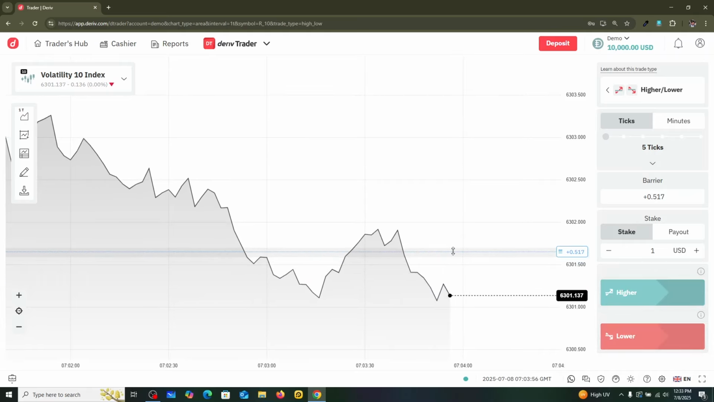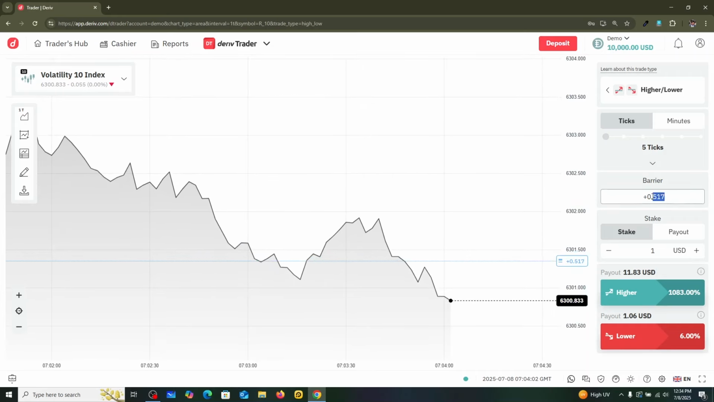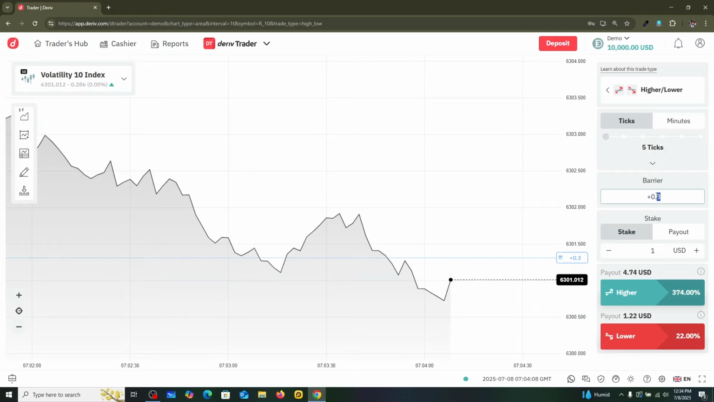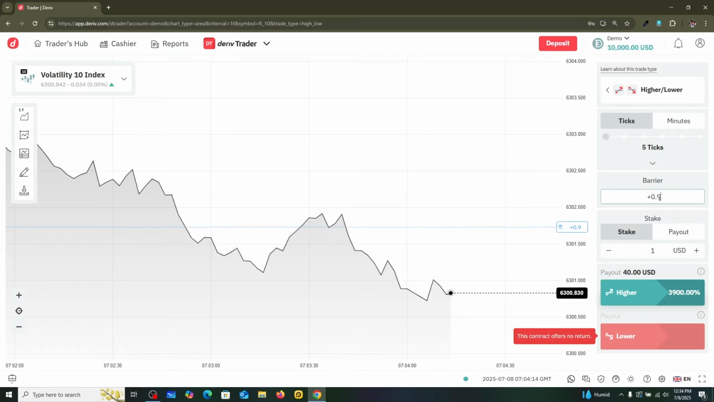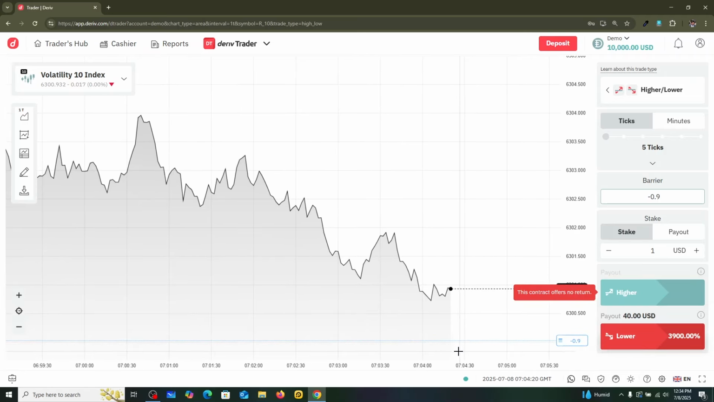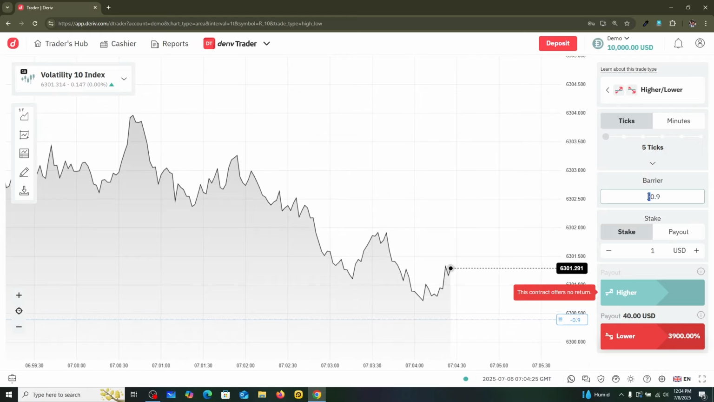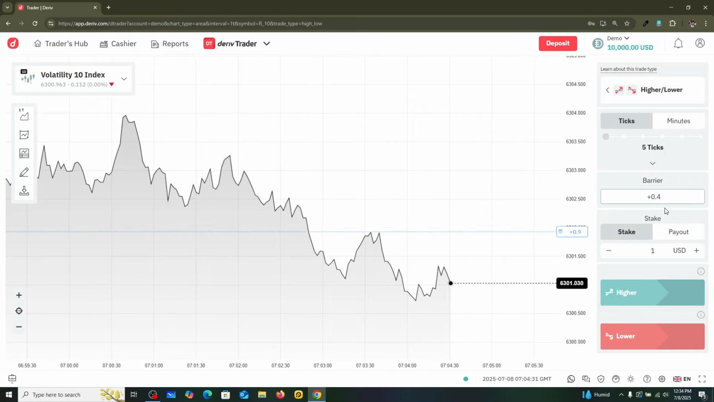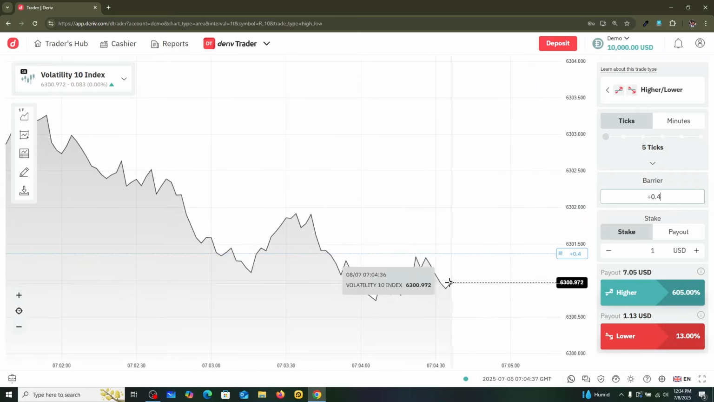You can manually adjust that by clicking here, but it is much easier if you select here, like 3. Now you can see the barrier comes closer. Now I select 9, and you can see the barrier goes up. Now if you set this as minus, you can see the barrier is on the downside of the market. If you select plus, the barrier goes up. Now I am going to select 4, and you can see the barrier comes closer to the current market point.